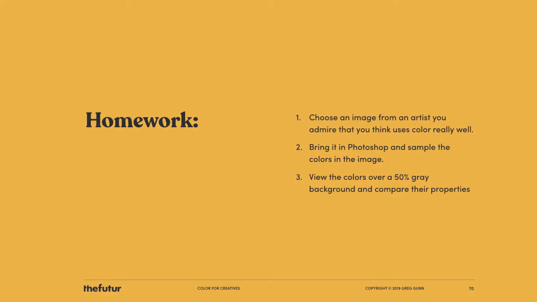All right, let's end this section with some light homework. Here's what I want you to do. Choose an image from an artist you admire and that you think uses color really well. Then bring that image into Photoshop or whatever you're using and start sampling the colors from it, just like we did with the painting. Build little swatches for them on a new layer. And then lastly, put a 50% gray background on another layer underneath them.